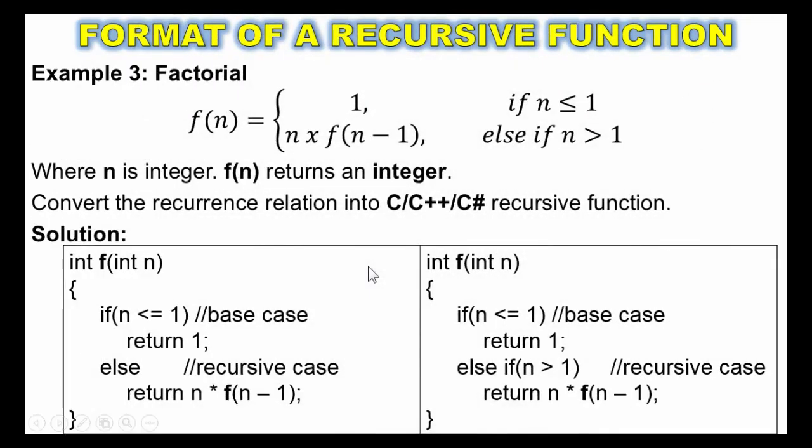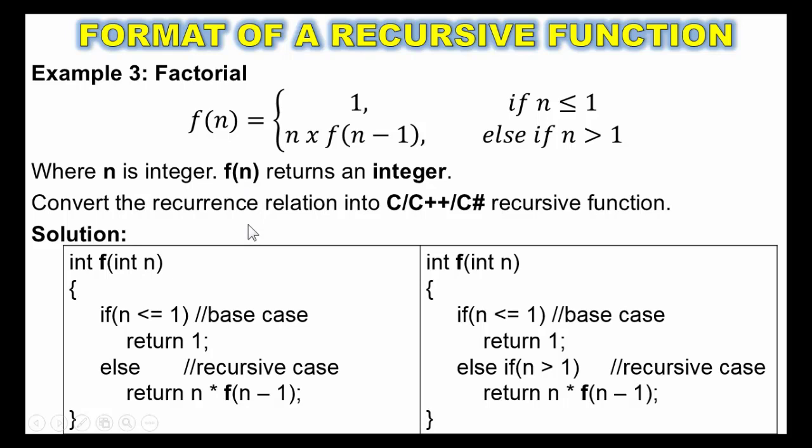Example number 3, factorial. Let f be a function. The function of f of n is equal to, if n is less than or equal to 1, the function of f of n is equal to 1. Else if n is greater than 1, the function of f of n is equal to n multiplied by the function of f of n minus 1. Where n is integer, the function of f of n returns an integer. Convert the recurrence relation into C++ or C# recursive function.